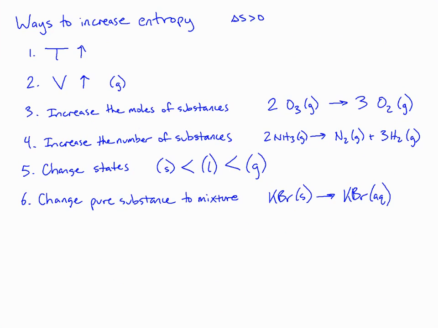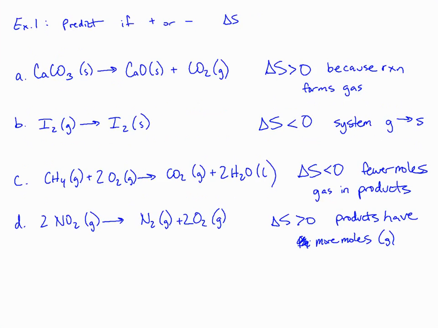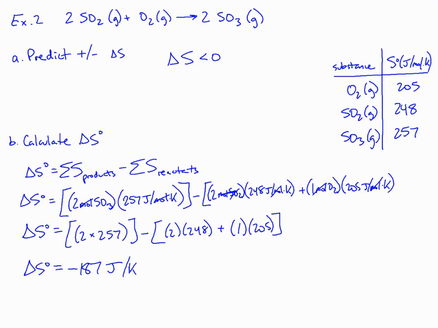There were ways to increase entropy. You might want to take a look back at this. I don't want to waste your time by talking about all of them again. But these are all the different ways that you can make things more disorderly. Some examples, and this is where we're ready to pick up. So looks like we have just finished example 2.